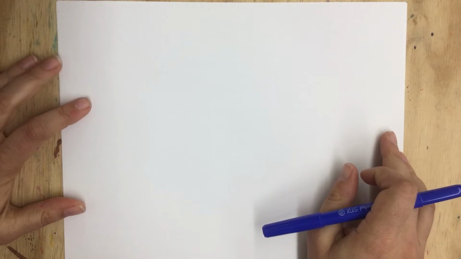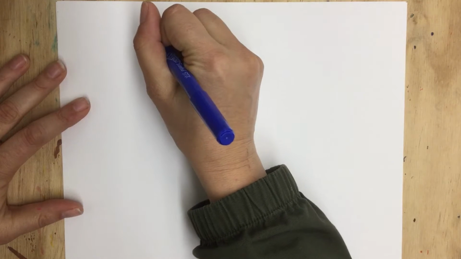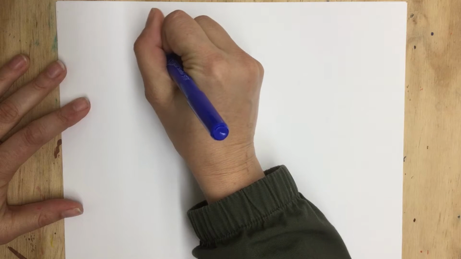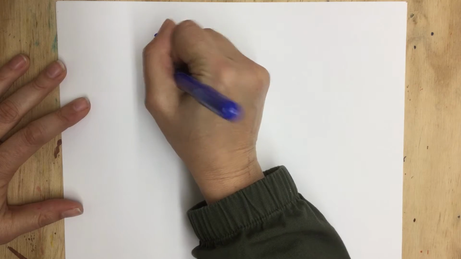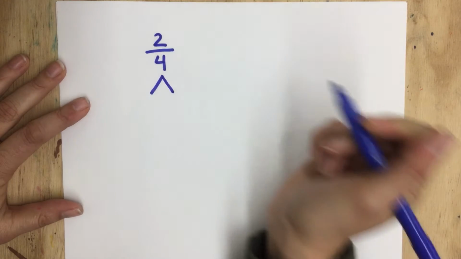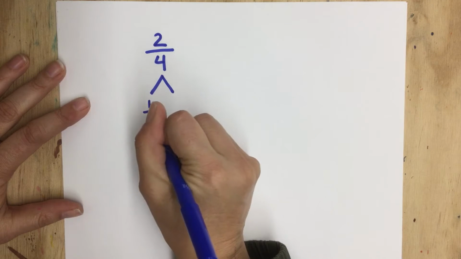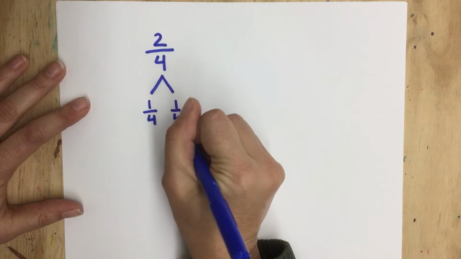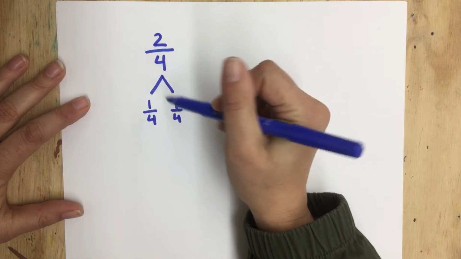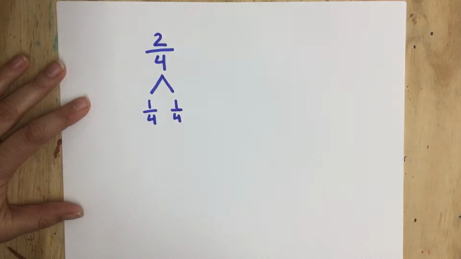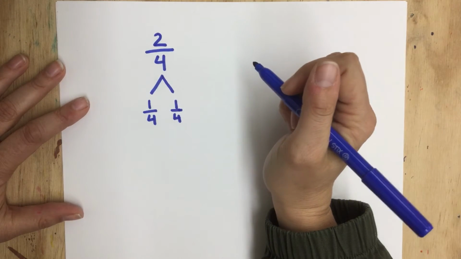I'm going to talk to you about adding like fractions, which is really super simple once you understand the concept of unit fractions. So if I have 2/4, I can decompose that into the unit fractions. And a unit fraction is just the fraction with a 1 over it. So 2/4 is made of the unit fractions 1/4 and 1/4. One share of something is a unit fraction.